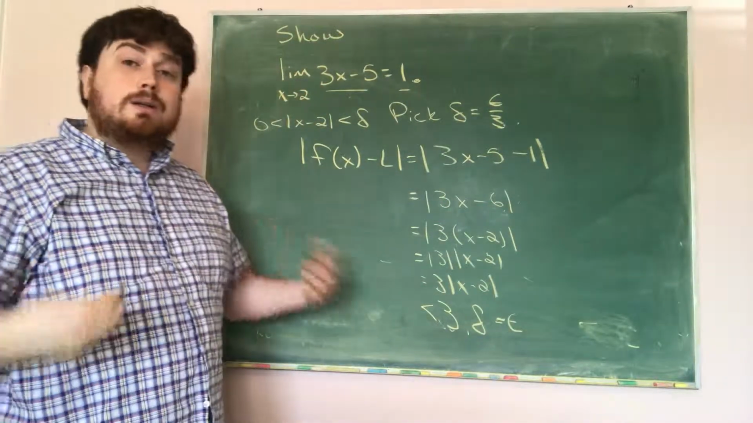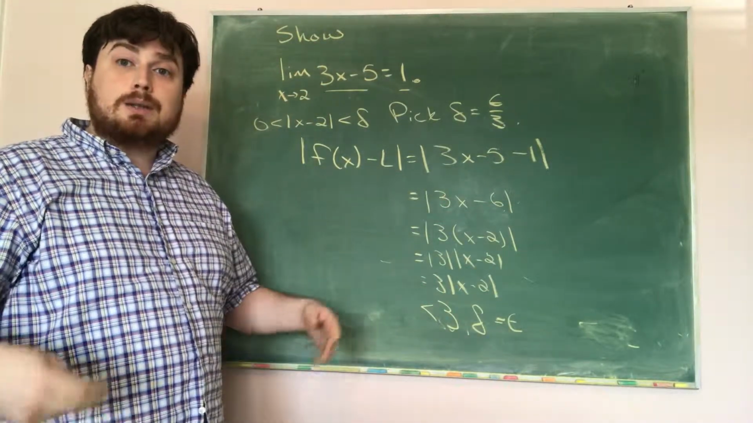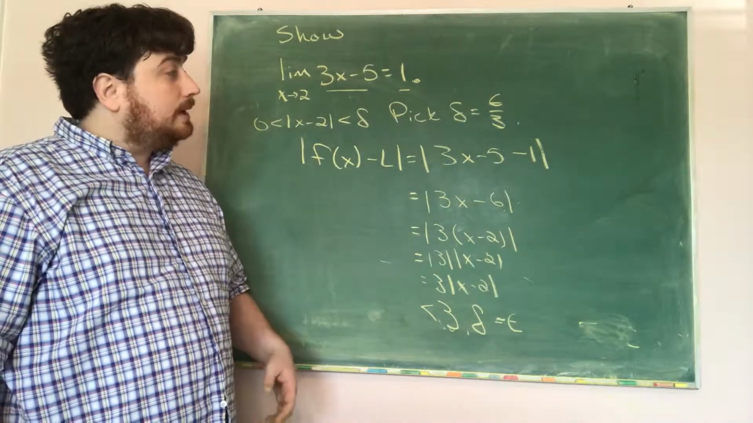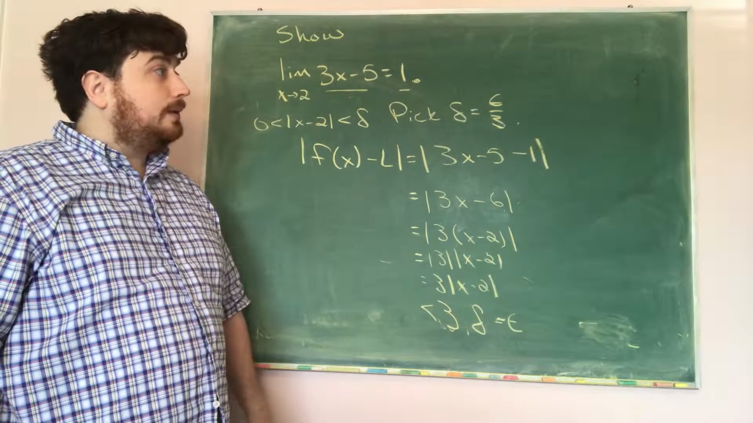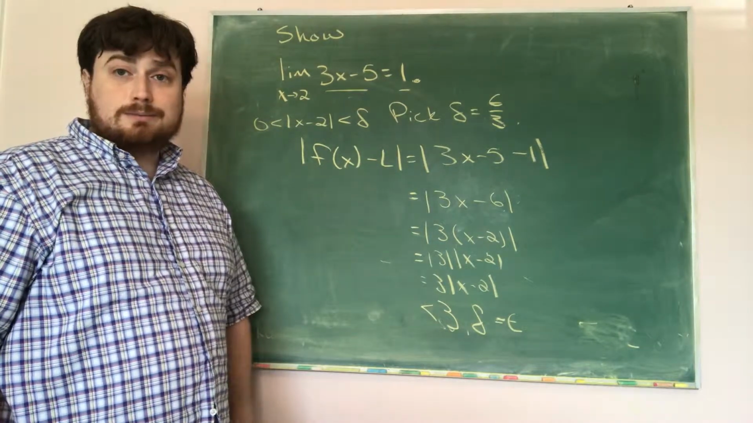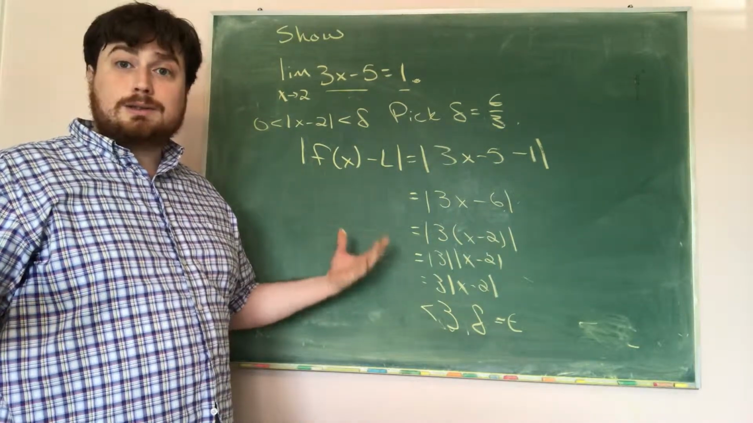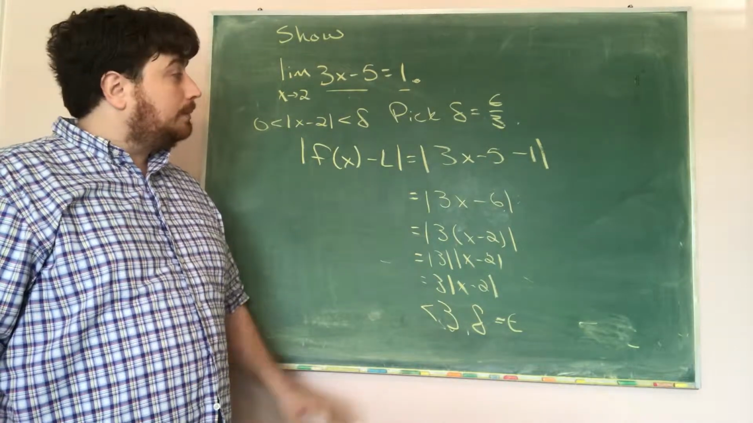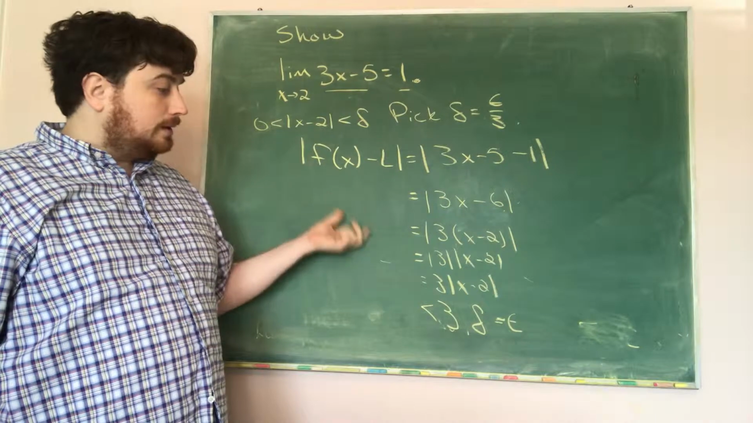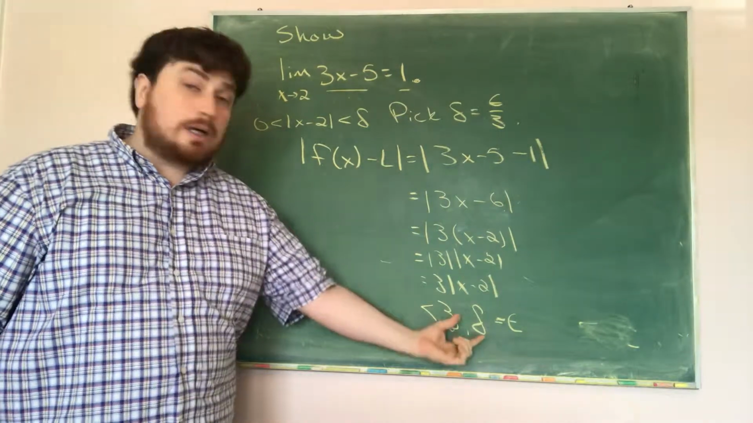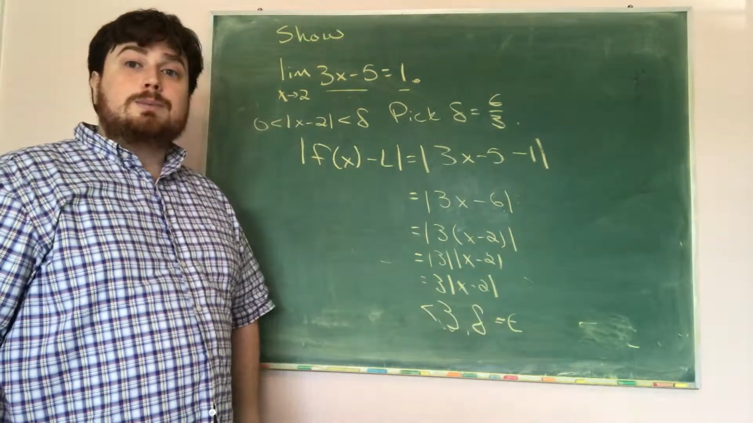So now if you're going to tell me stay within 1, I'm going to say, well, stay within 1/3 of 2. If you're going to tell me stay within 0.5 of 1, I'm going to say stay within 0.5 divided by 3. I don't actually even care what that is. I'm just going to say divide by 3. That's what I'm going to pick my delta to be. And as long as I stay within that far of x minus 2, I am guaranteed that |f(x) minus L| will be smaller than epsilon.